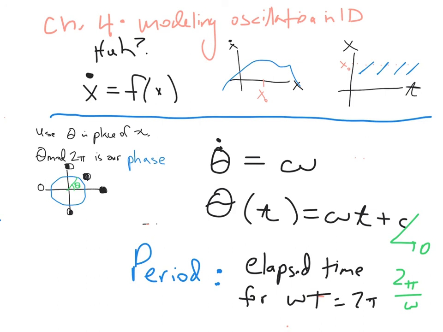Okay, and so the way that we've gotten around the fact that we can't have oscillation in a 1D system is that we've changed to a different variable that is intrinsically designed to be able to encode oscillation. So that was kind of a nice trick, actually.